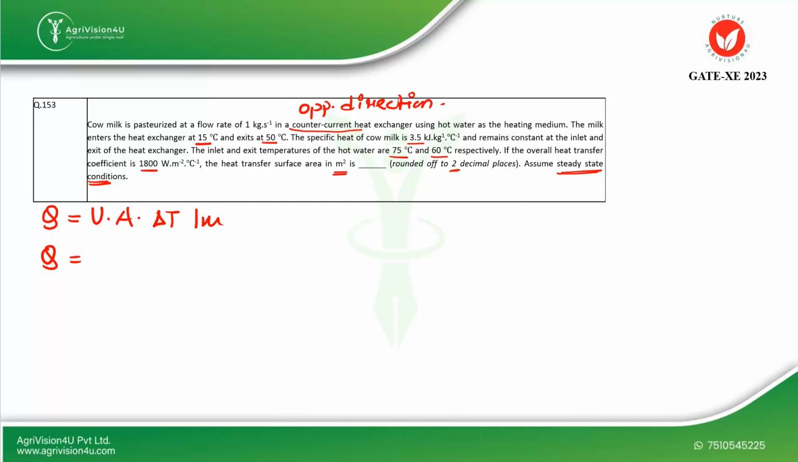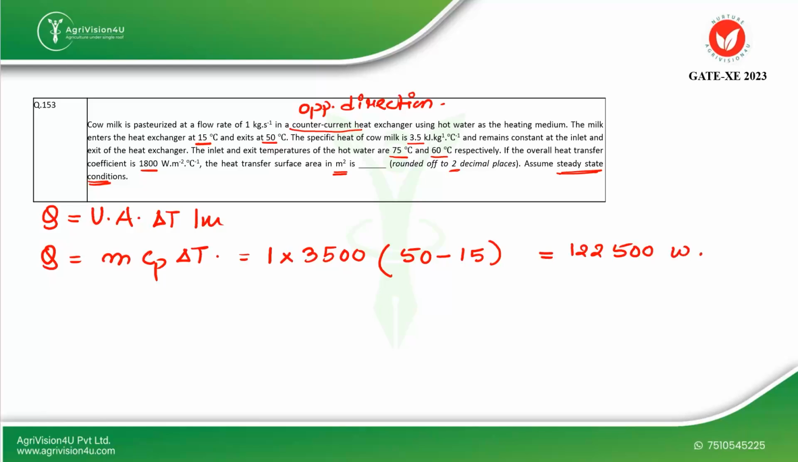For calculating Q, we'll use the formula m Cp delta T. Delta T means temperature out minus temperature in. So we have m, that is 1 kg per second, into Cp 3500 joule per kg degree Celsius, into temperature 50 minus 15 degrees Celsius. So we'll get 122,500 watt.